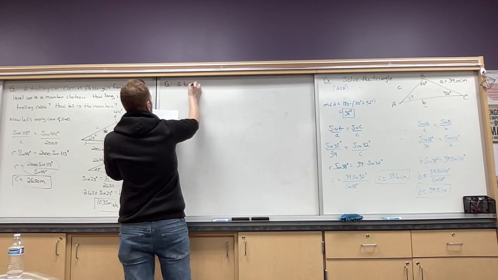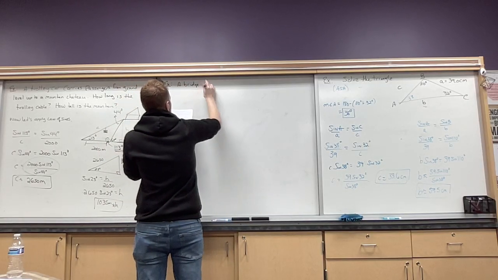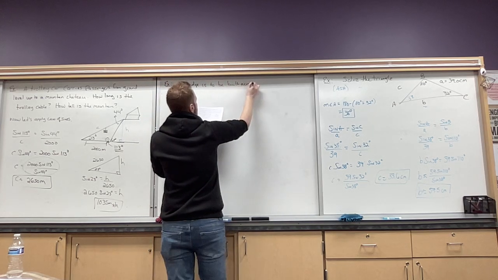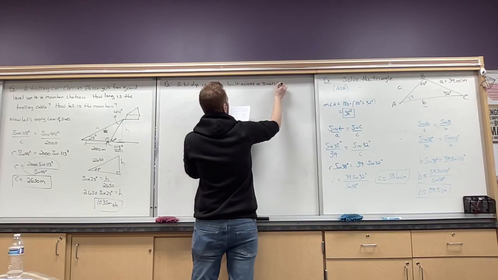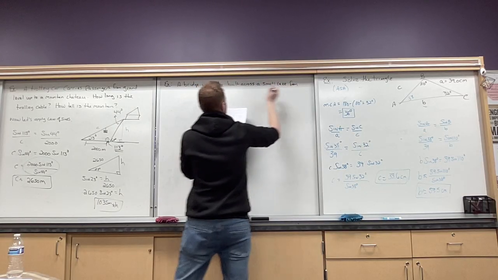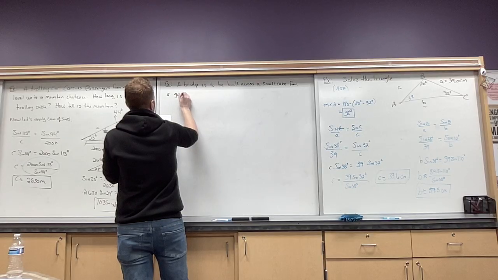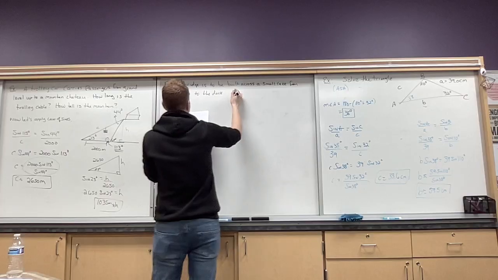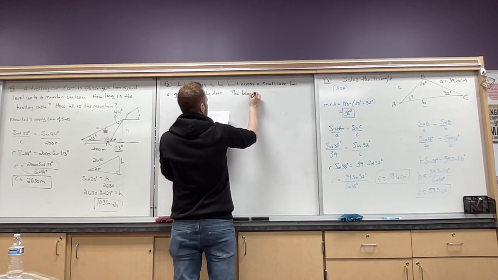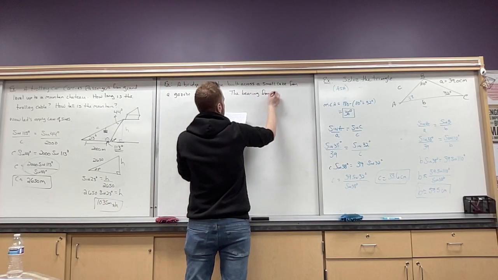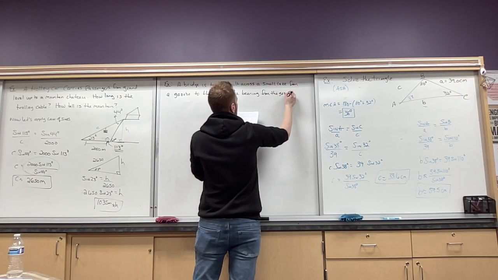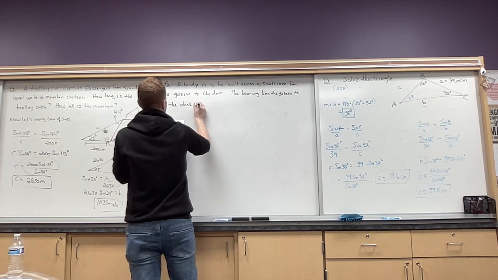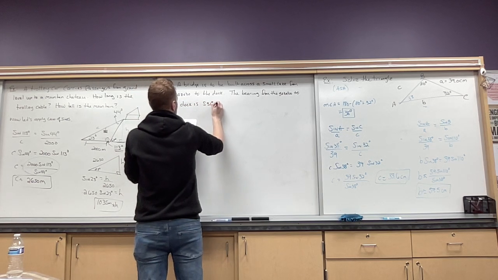So we have a bridge, and it's to be built across a small lake from a gazebo to the dock. So we have a little boating dock. The bearing from the gazebo to the dock is south 31 degrees west.